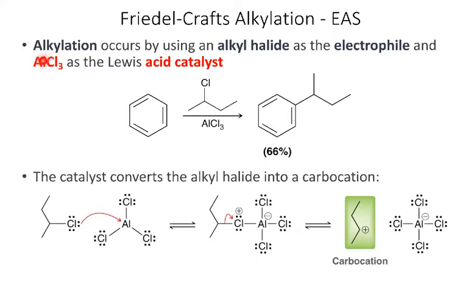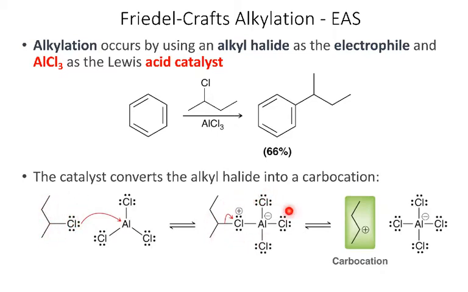So we're going to use a familiar catalyst. We're going to use aluminum chloride as the Lewis acid catalyst. Now this activates the alkyl halide very similarly to what we saw with Br2 and Cl2. So we have a Lewis acid-base reaction where this acts as an electron pair acceptor, or Lewis acid. This acts as an electron pair donor, or Lewis base.